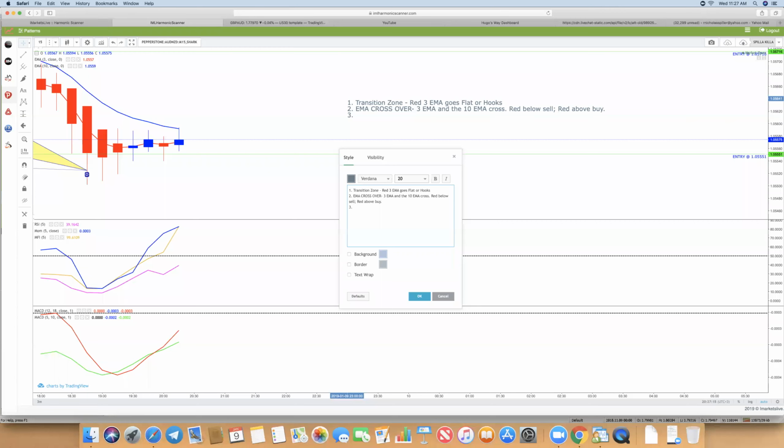The next one, rule number 3, is the RMI. We're looking for the RMI, and it works this way: 3 lines above the 50 level, you have a buy scenario. 3 lines below, you have a sell scenario. What's the next one, guys?